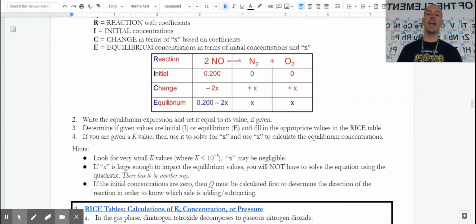If you're given the K value, you solve for X. If you're given an X, you can solve for K values. So in this instance, we would have to be given one more number, either what X is equal to or what K is equal to, to finish and solve that problem.